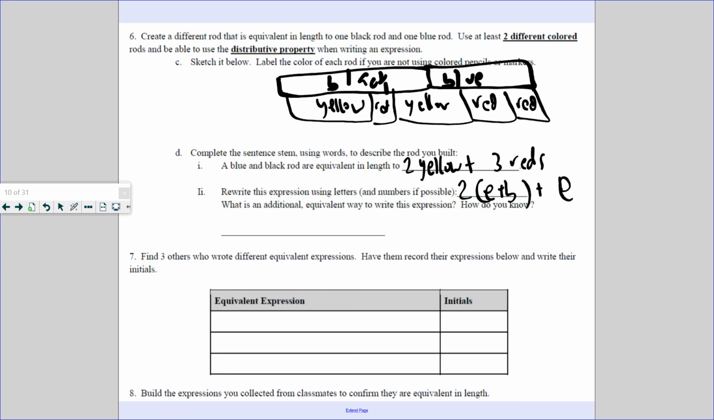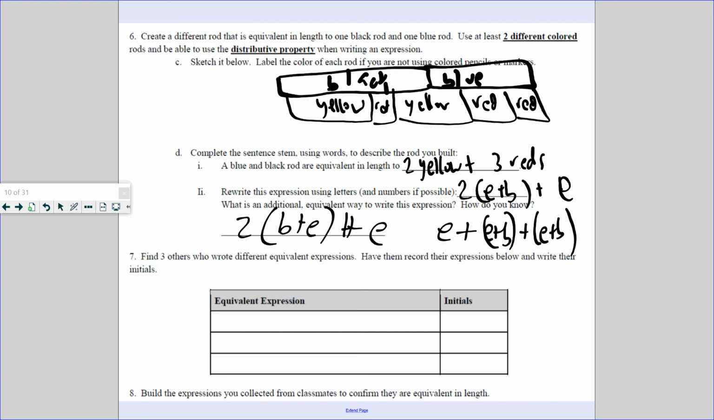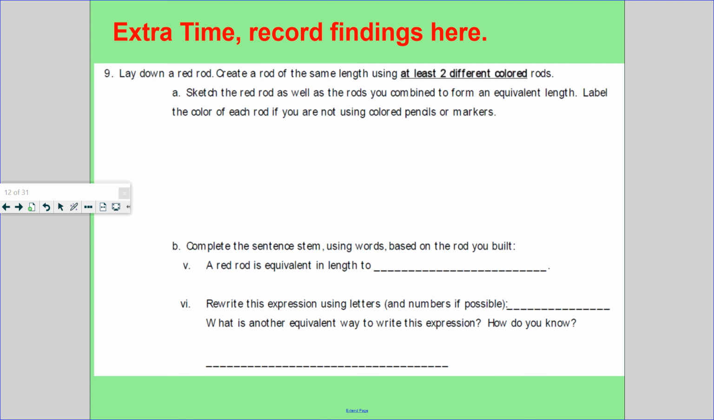Is there an additional way I could write this? I could have written it as two groups of red plus yellow, B plus E plus E. What about E plus B, parentheses, plus E plus B, parentheses? That's another way I can do it. So this shows two groups of E plus B plus E. Now you're going to go around finding different people who have done this. And that is our stuff.